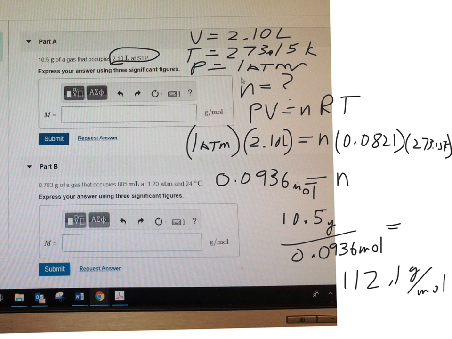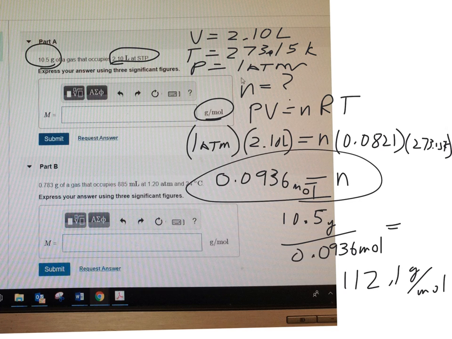And I should have talked a little bit more. Why did I do this last step? Well, notice we want to have units of grams per mole per answer. And we just solved for a number of moles here that is related to that many grams. So you could think of it as, if 10.5 grams is that many moles, then how many grams in 1 mole? So there's your answer for A.